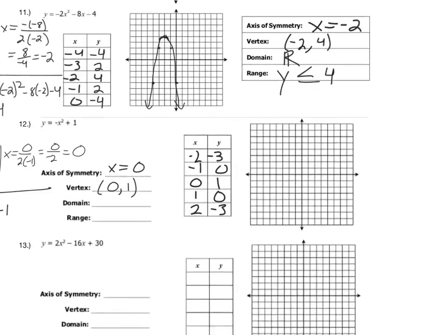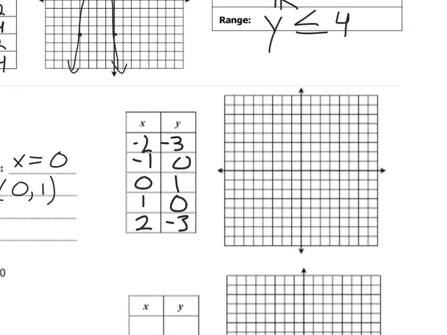So now let's go ahead and graph it. 0, 1 is going to be right here. Then this is going to be pointing downwards again because our a was negative. So 1, 0 is going to be over here. Negative 1, 0 is going to be here. 2, negative 3 will be right here. And then negative 2, negative 3 will be right here. And connect it with that U. And that is your parabola.